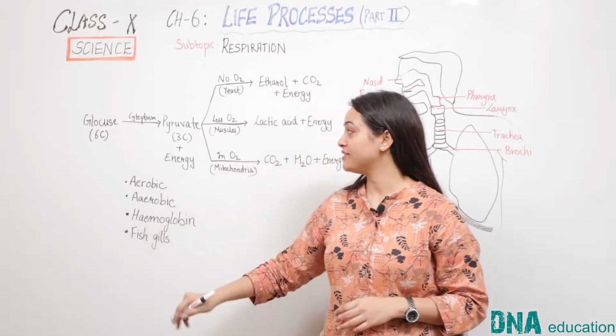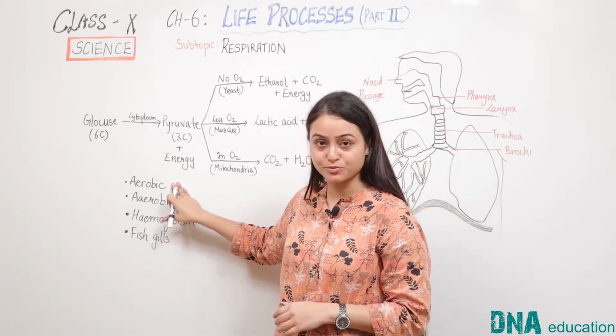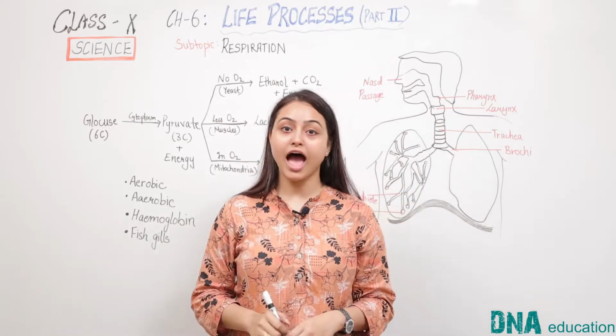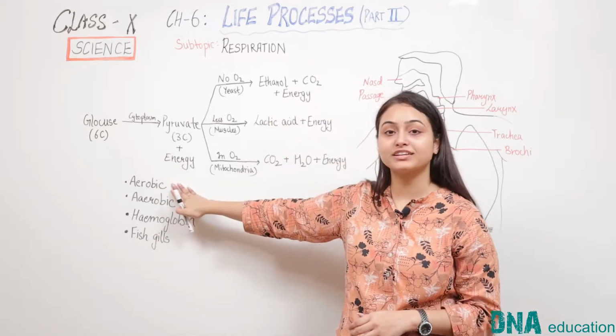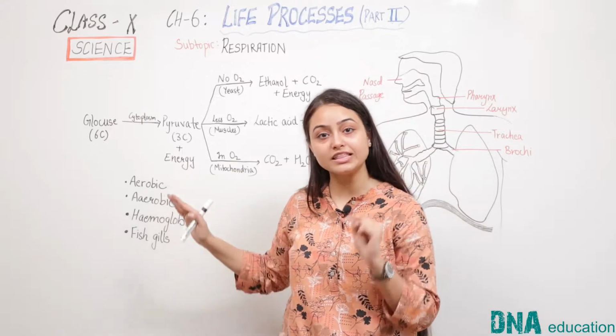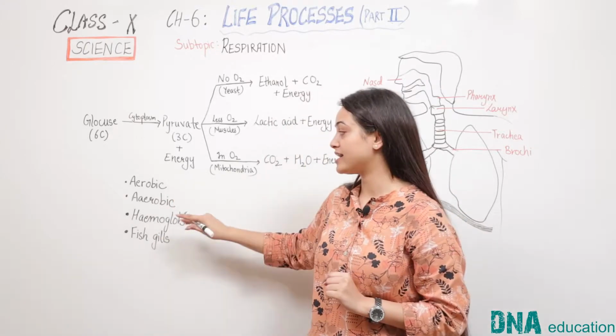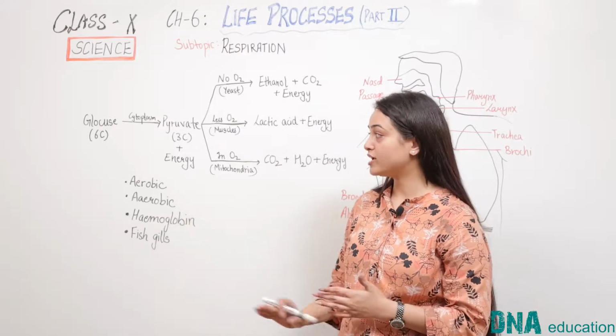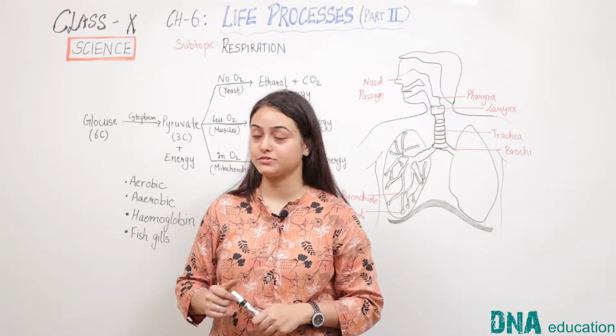Now, basically we have two types of respiration processes, aerobic respiration and anaerobic respiration. As the name suggests, aerobic respiration is the one which occurs in the presence of oxygen, whereas anaerobic respiration occurs in the absence of oxygen. Now let us study in detail how this happens.